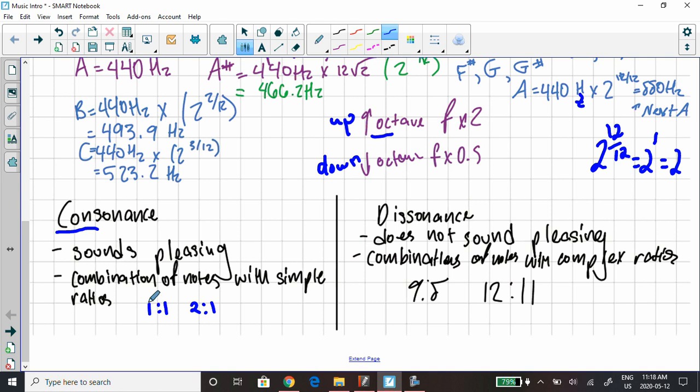You might be playing a musical instrument and then you have another musical instrument and they're both playing the same frequency. Or one is twice the other frequency. Very simple ratios. When these notes are played together, it sounds nice.